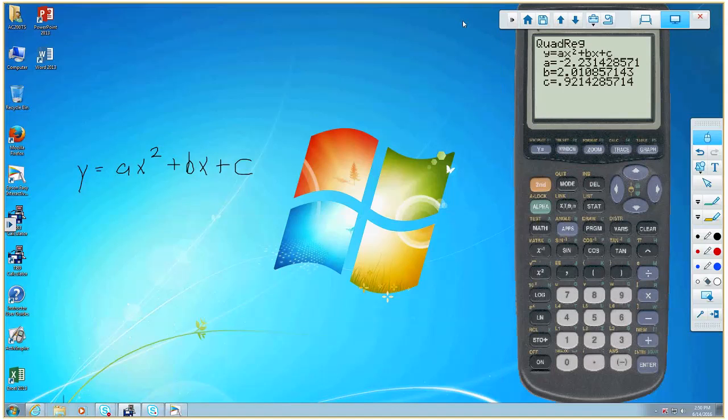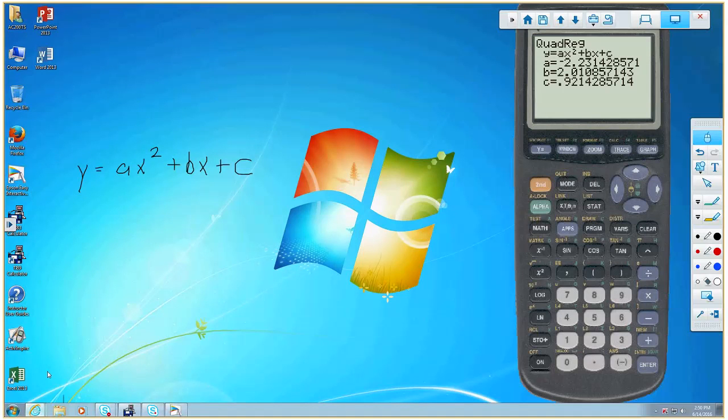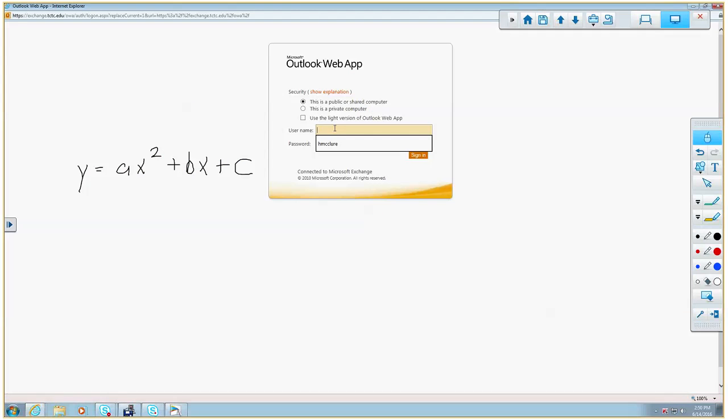I have another problem to go over. And that problem, if I can get to it, well, I've been logged out. This is so frustrating.